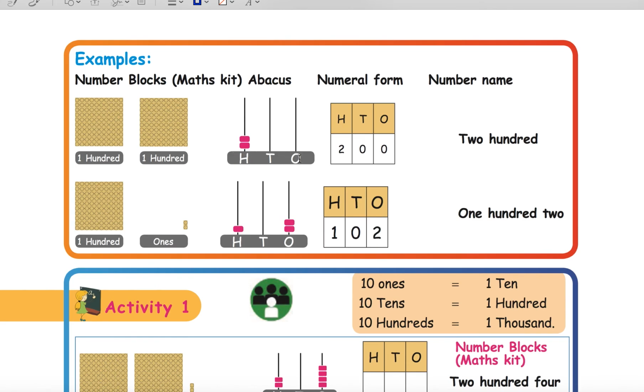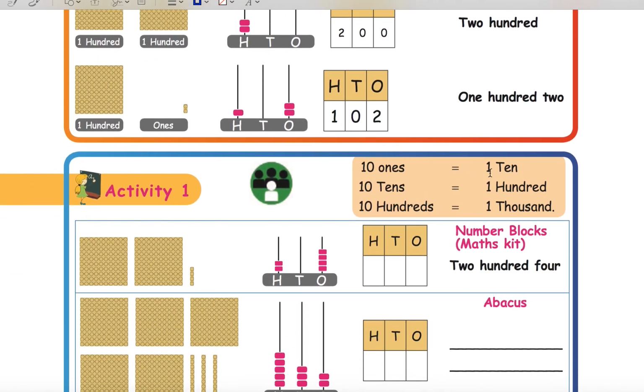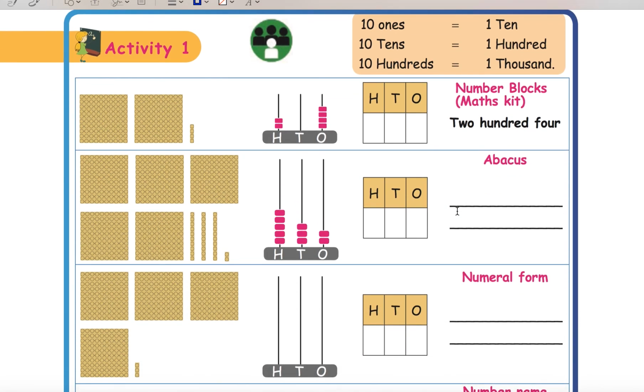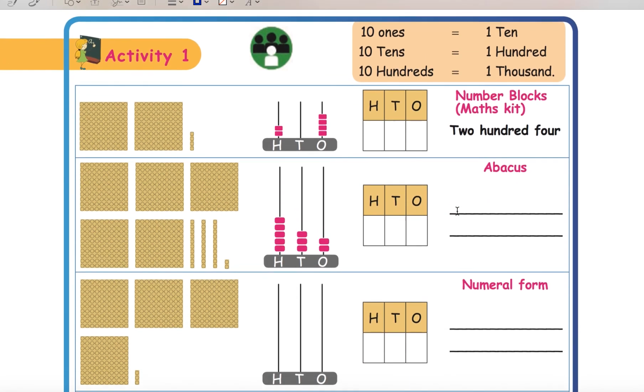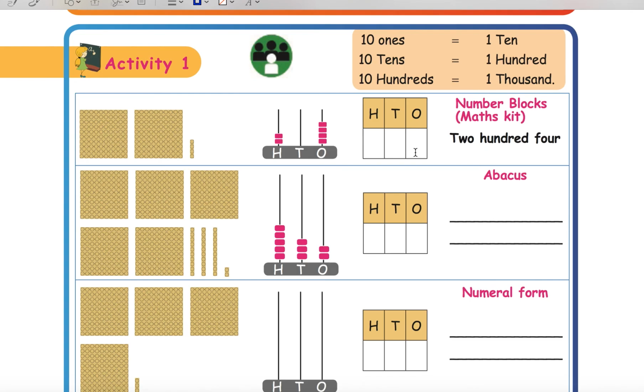Okay, we know ones place, tens place, right? This is hundreds place. Okay, there are two, right? That means 200. Hundreds place 1 is there, so 1. Tens place 0. Ones place it is 2. 102. Okay. 204. Now you have to write 204 like that.